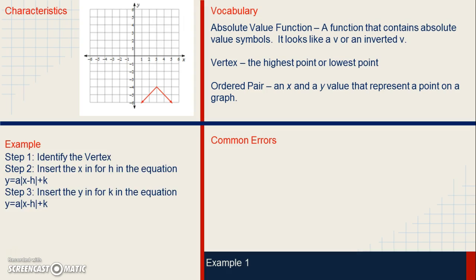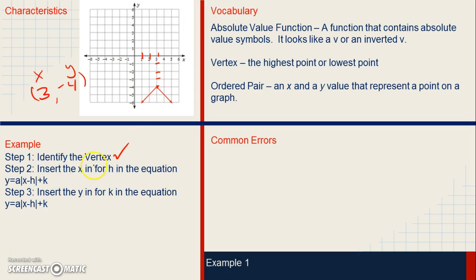So here are my steps. I'm going to identify the vertex. I'm going to insert x in for h in the equation y equals a times the absolute value of x minus h, plus k, and then I'm going to do step 3. So let's go ahead and just get started. Here's my vertex. I already identified it. I know that this is going to be 3, because I have to come over here to 3. 1, 2, 3, there I am. And then it's going to be -4, because I have to go down 1, 2, 3, 4. Okay, I'm on the vertex now. So I have 3, -4 as my x and my y, and I've identified the vertex.